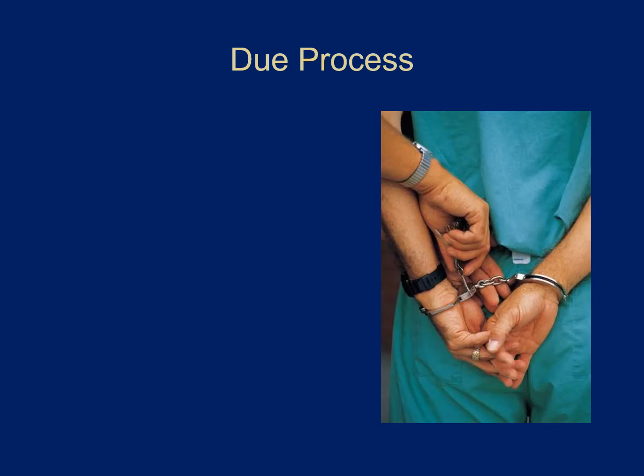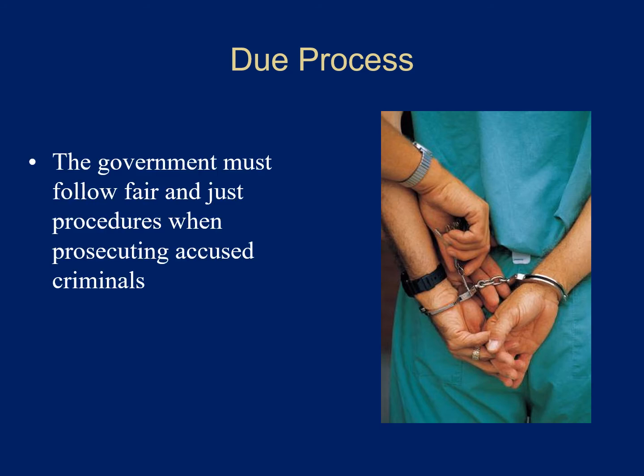Essentially, due process requires the government to follow a set of guidelines or procedures if we are accused of a crime. These rights are found in Amendments 4 through 8.